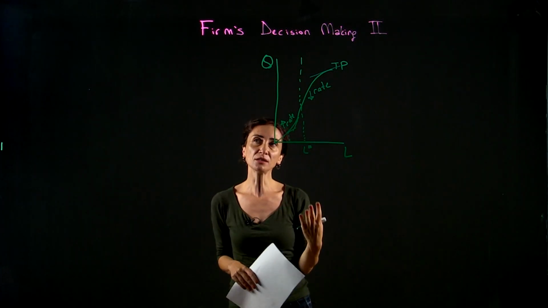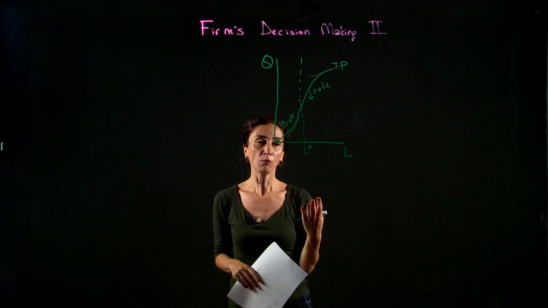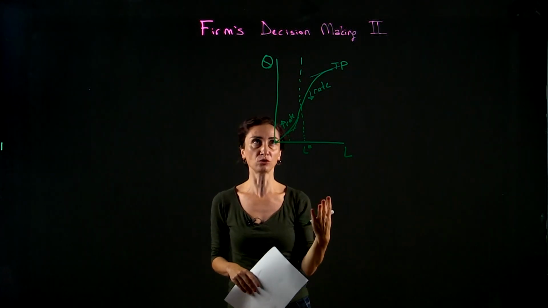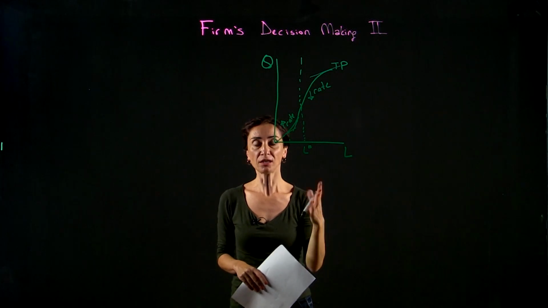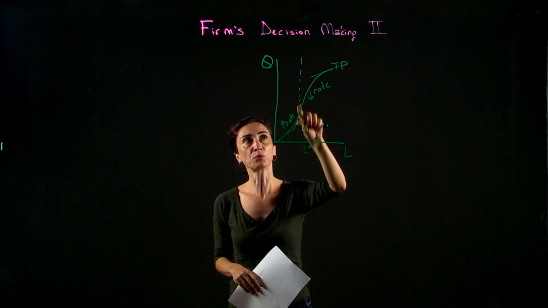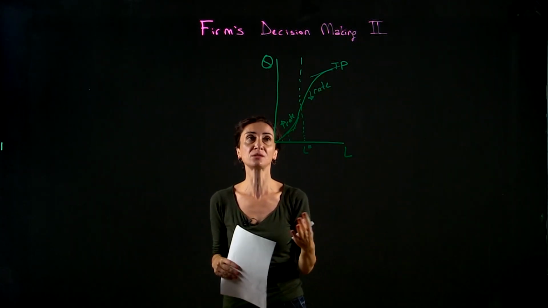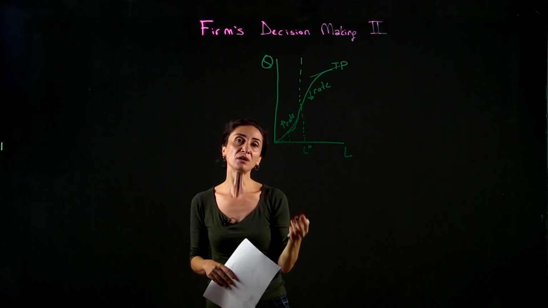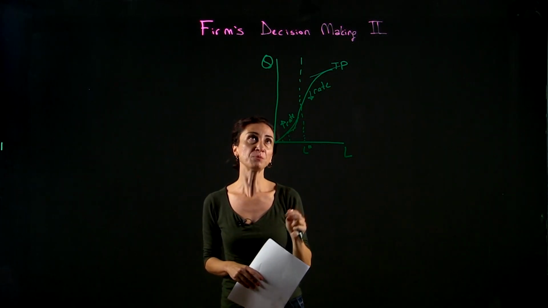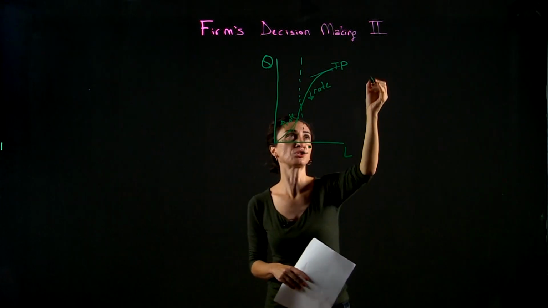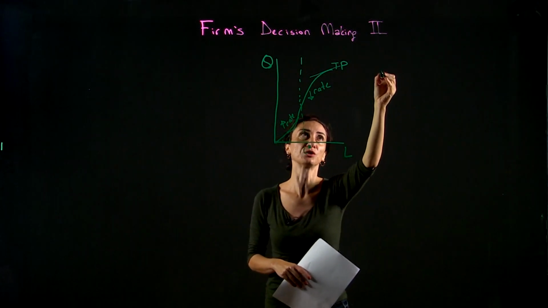But what is the real life reason? Why do we think as economists that usually in the short run, total product curves look like this? What is the reason for that? We have already explained this, but before repeating that explanation, let me draw the marginal product curve.